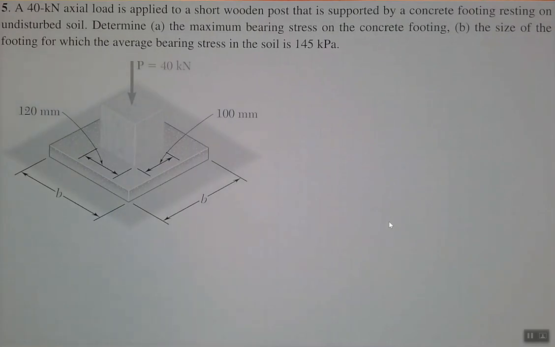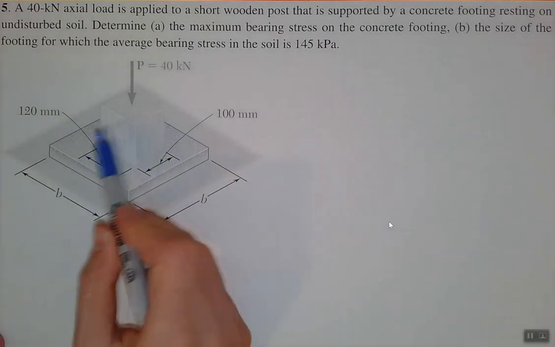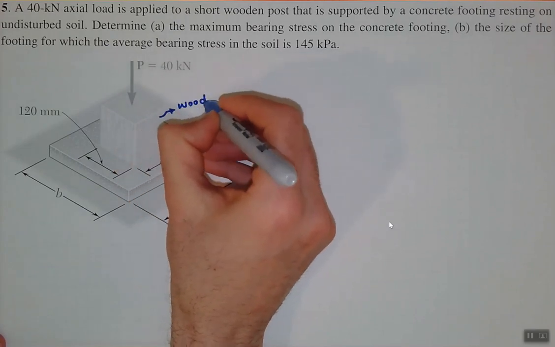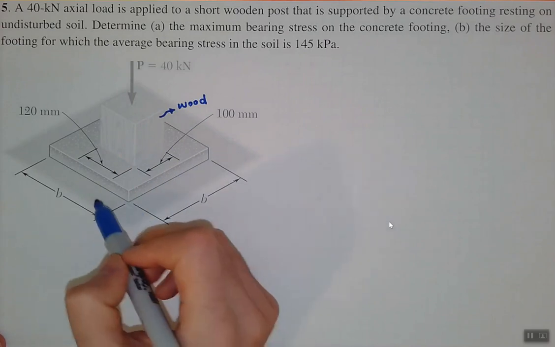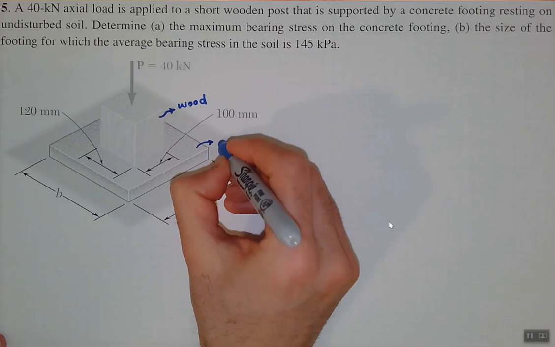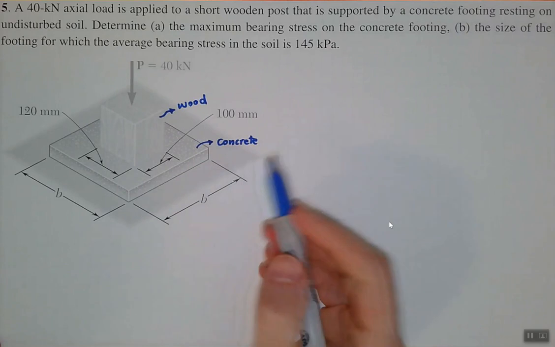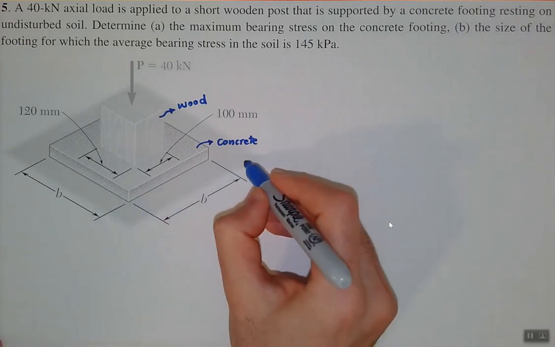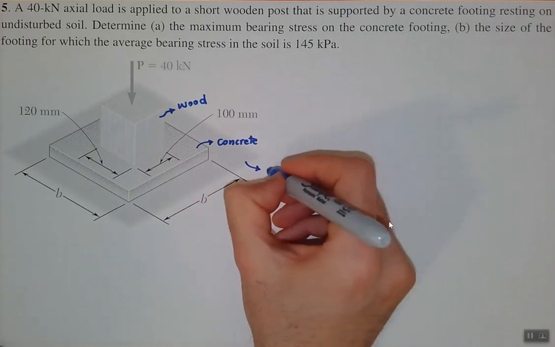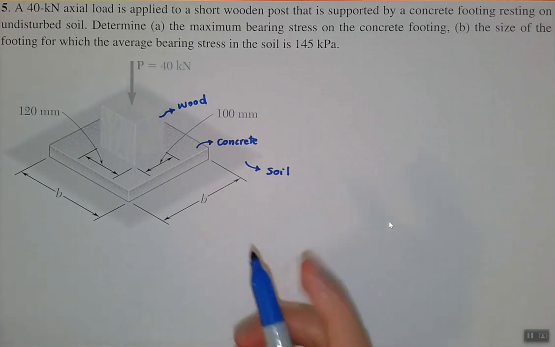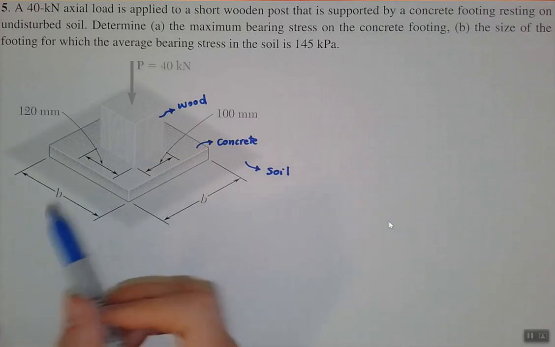Question number 5. Civil engineering students usually deal with these sorts of problems a lot. So over here we have a wooden pole or column. So this is the wood column, and this wood is sitting on a concrete foundation. So this is the concrete foundation or footing. The question says footing or foundation, and the whole thing is on earth or on soil.